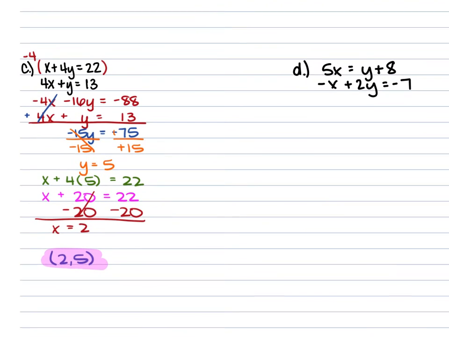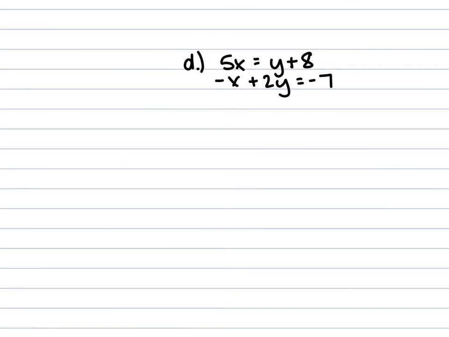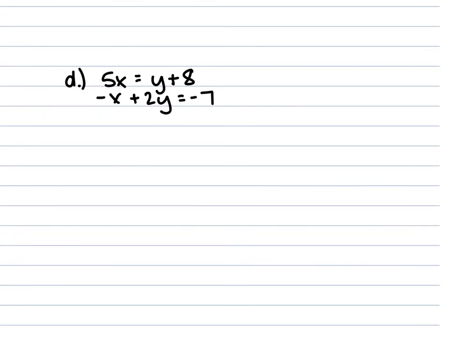For example D, we have 5x is equal to y plus 8, and negative x plus 2y is equal to negative 7. The first thing we're going to have to do here is to get that top equation to where our x and our y values are on the same side. So if we take that 5x is equal to y plus 8, I can move that y over by subtracting it from each side, and I'm left with 5x minus y is equal to 8.